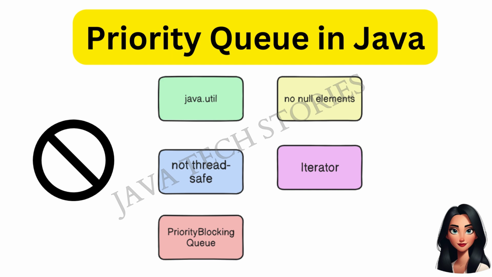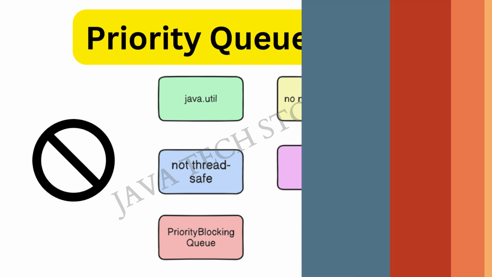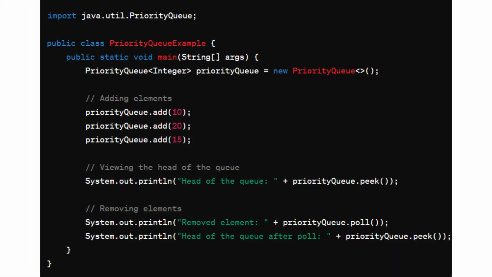Key points about priority queue in Java. It is part of the java.util package. It does not allow null elements. It is not thread-safe. For concurrent use, consider using PriorityBlockingQueue. The iterator provided in the queue does not guarantee to traverse the elements in priority order. For ordered traversal, consider using arrays or sorting, though typically, you just pull elements to process them in priority order.